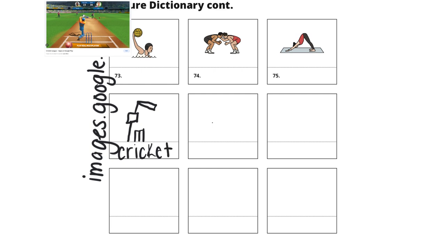It's very important that you write the name of the sport that you're putting because, this is terrible, and I would never know that it was cricket if I didn't write the name. So please write the name of the sport that you are putting.